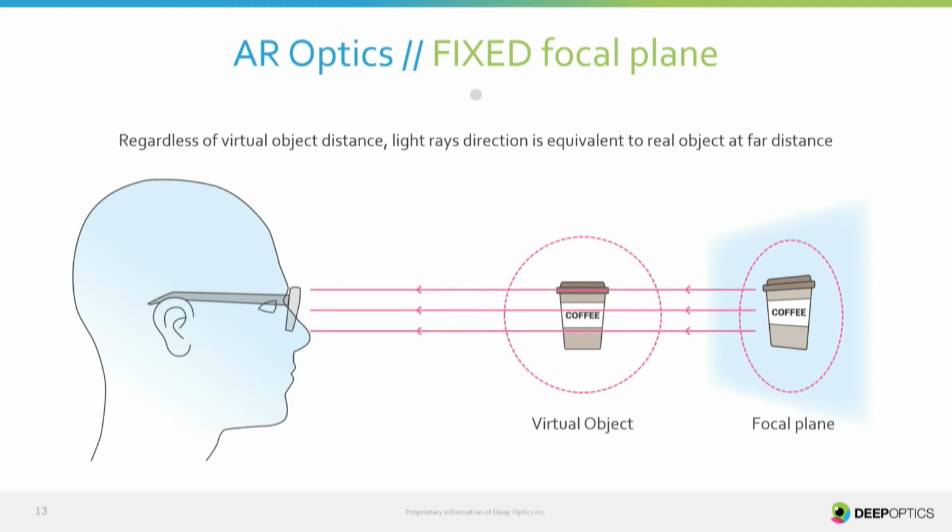So the light rays are actually coming in parallel as if the object was far away, while the virtual object seems to us, because of this stereoscopic effect or other trick that is being done on our minds, we think that this is actually closer.